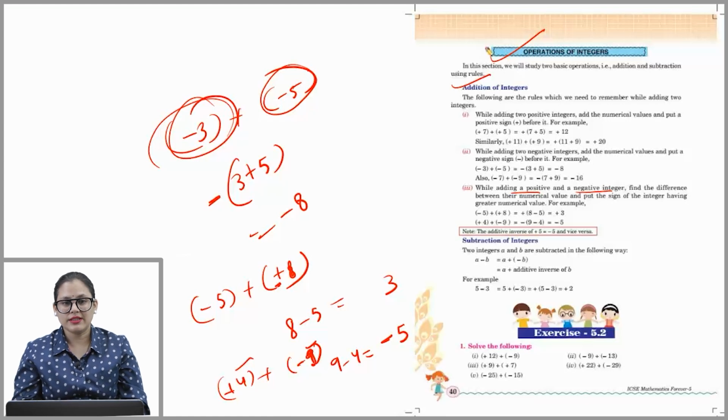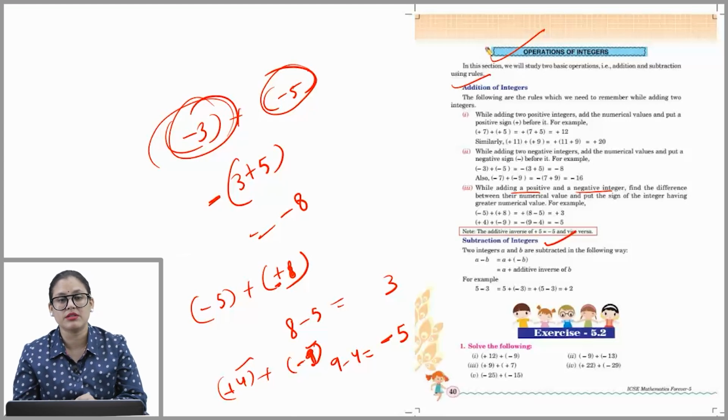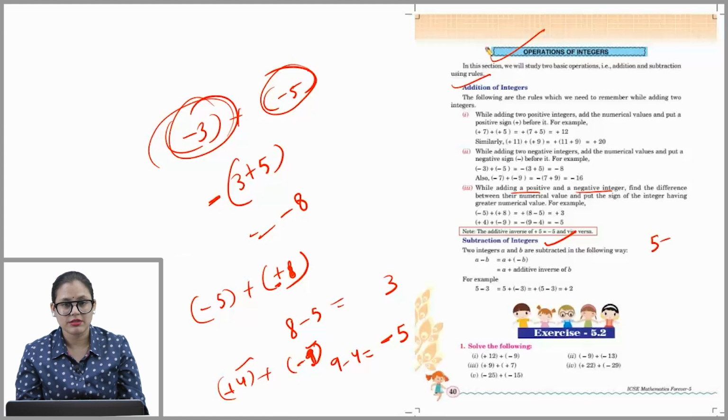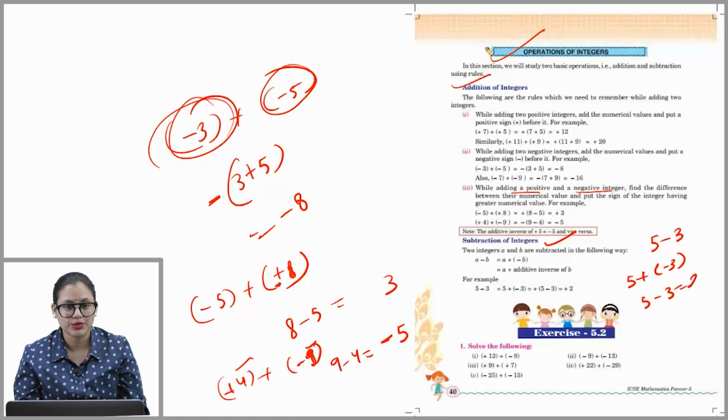Okay. And the additive inverse of plus 5 is minus 5 and vice versa. Okay. Now, subtraction of integers. Two integers a and b are subtracted in the following way. A minus b is equal to a plus minus b, that is a plus additive inverse of b. For example, 5 minus 3. Okay. 5 plus minus 3, and then 5 minus 3 is equal to 2, right?